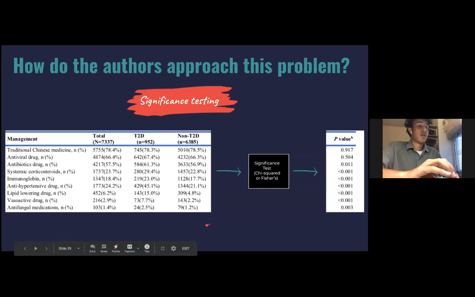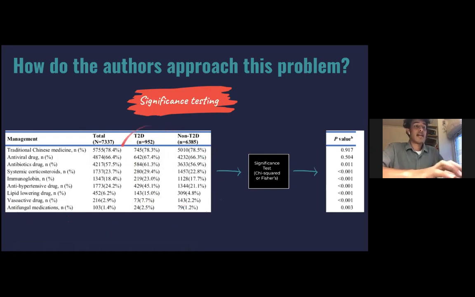Okay, so once the researchers had all of these variables, what they did was they compared all of the groups that they had delineated to each other on the basis of each variable. So in this case, the researchers are comparing the type 2 diabetes cohort to the non-type 2 diabetes cohort on the basis of medical management. And in this case, it's the use of particular drugs. They recorded the frequency with which each group had to be administered these drugs.